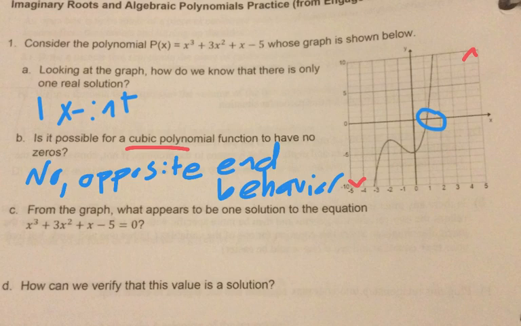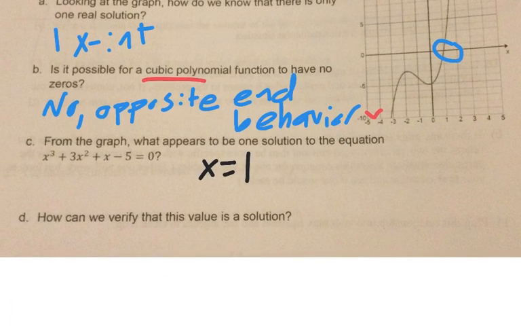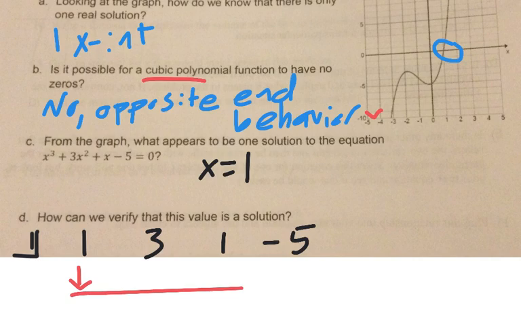C, from the graph, what appears to be the one solution, it appears to be at x equals 1. That's where it crosses the x-axis. So how could we verify that this is a solution? If 1 is a solution, we could plug in 1 to the equation to get out 0. Or we could do the remainder theorem. That's the way I'm going to do it here. If I do synthetic division with 1, I should get a remainder of 0.